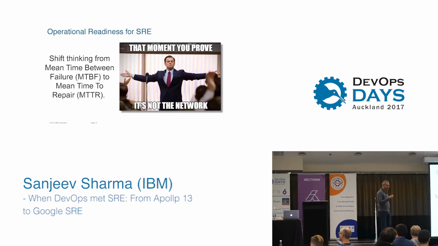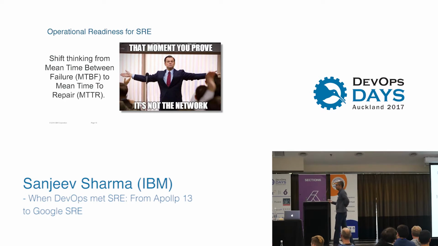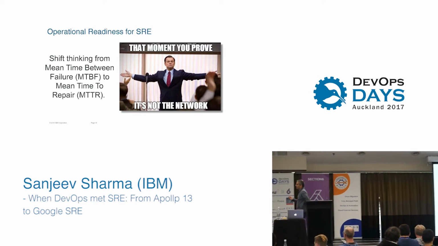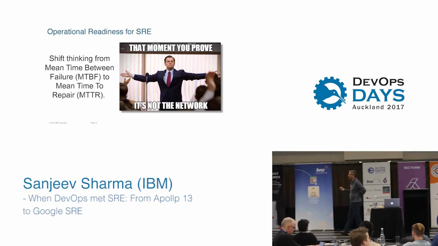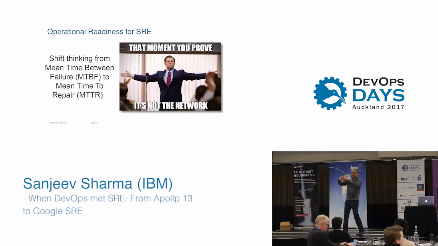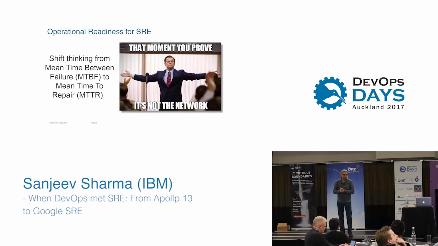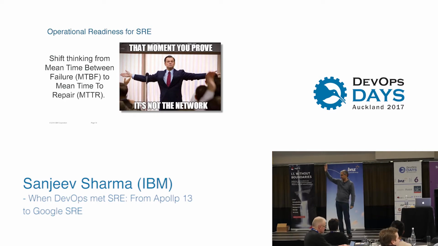This shifting of thinking of IT organizations, ops organization, from mean time between failure to mean time to repair is, to me, the essence of getting DevOps and SRE working together. Do you have Netflix here in New Zealand? Yeah? Anybody seen Narcos? Oh, man, that's a good show.